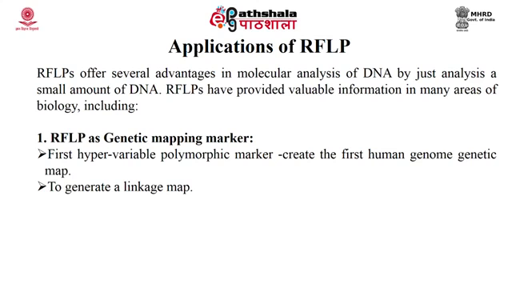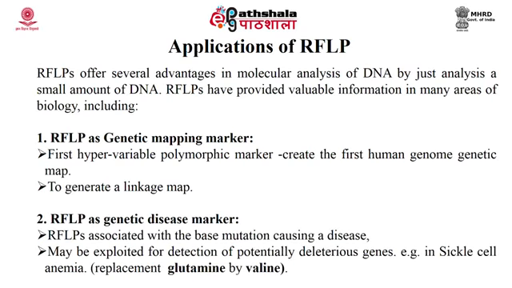Overlapping RFLPs were aligned to generate a linkage map. The linkage map of the human genome was constructed on the basis of the pattern of inheritance of 403 polymorphic loci, including 393 RFLPs, in the panel of DNAs from 21 three-generation families. Second, RFLP as a genetic disease marker.